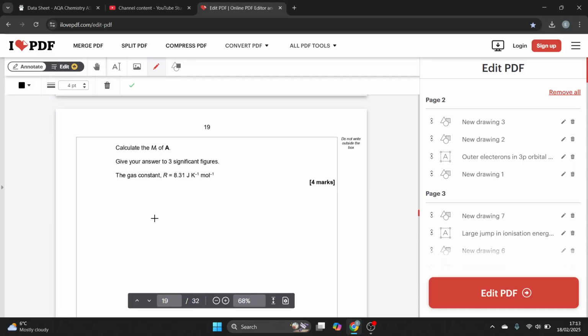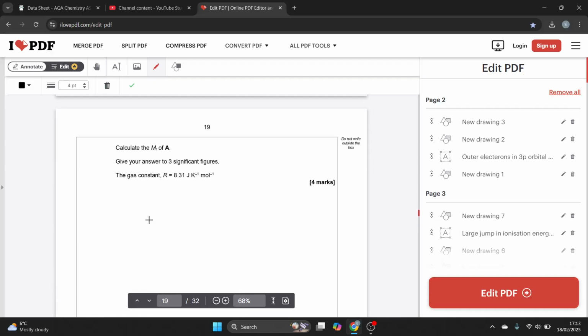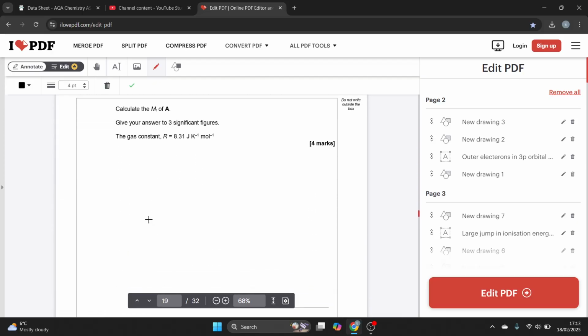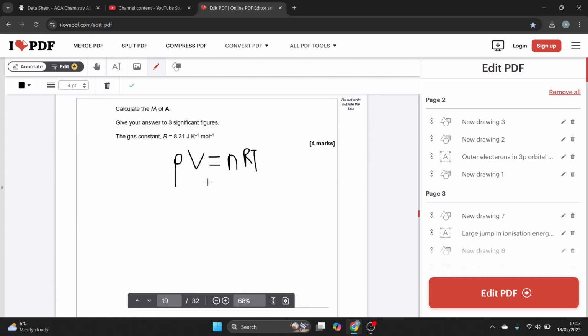Calculate the MR of A. Give your answer to 3 significant figures. The gas constant R is given. So the first thing I know I'm going to need is PV equals nRT, the ideal gas equation, which also gives me the volume, pressure, and the temperature.